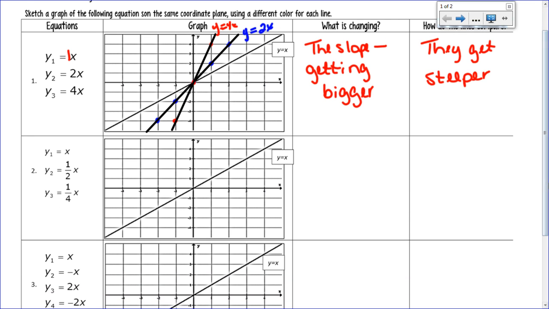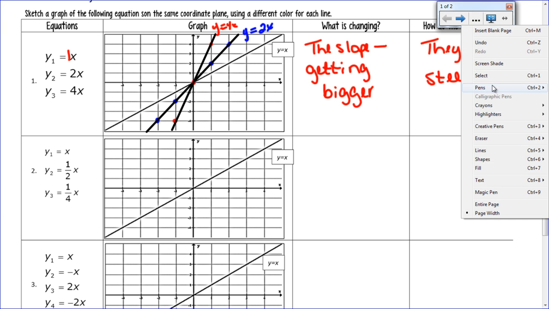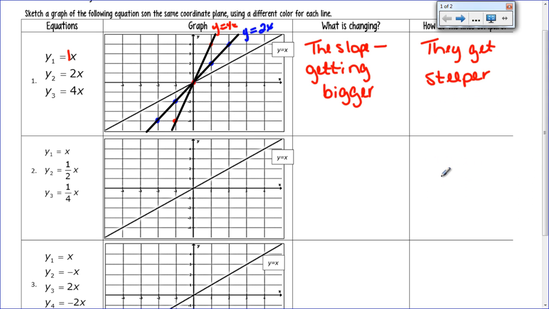So now let's talk about the next little group where I have 1/2 x and 1/4 x, and we're going to do the same thing, except I'm going to show you how to do this in our calculator. So if you've got your calculator, get it out and turn it on.